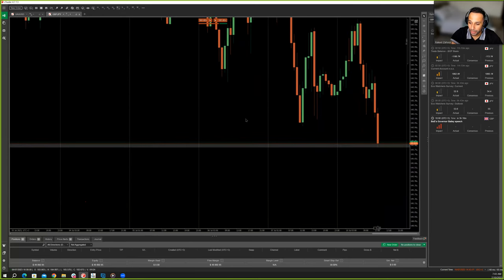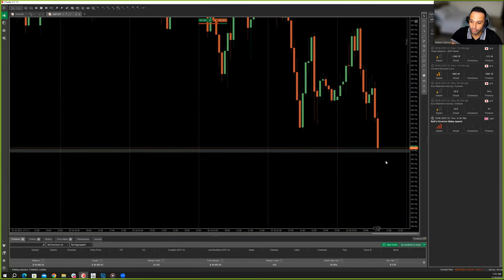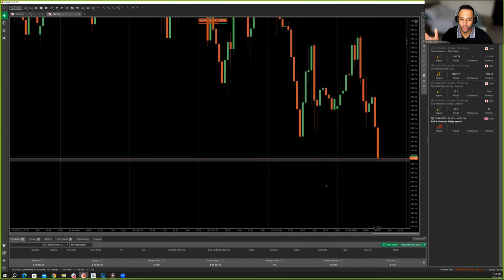Perfect. So maybe this is a rejection area for pound, and also if you look to the left hand side, there was a support that we broke below. At this point, we're just waiting because we're creating a new low.